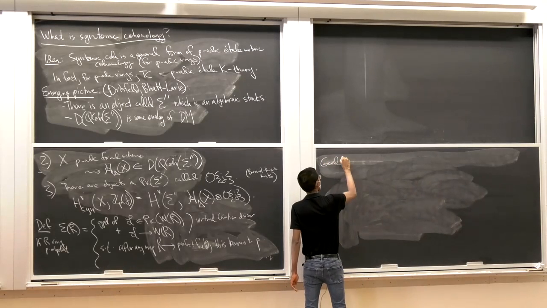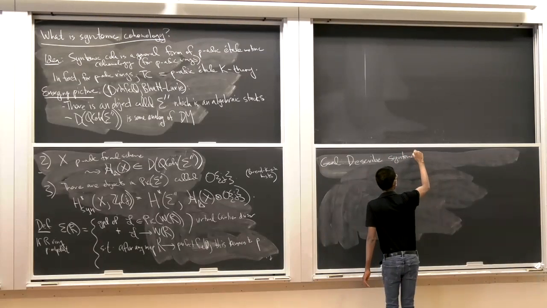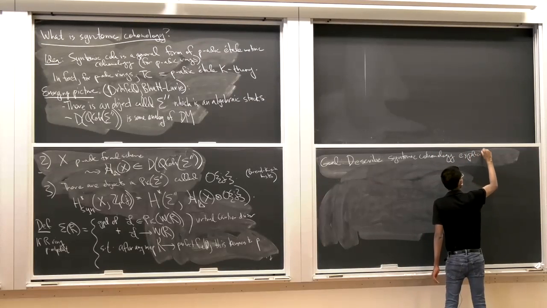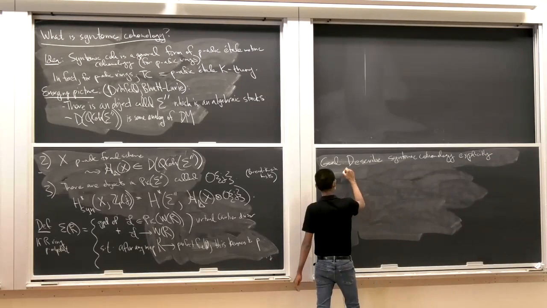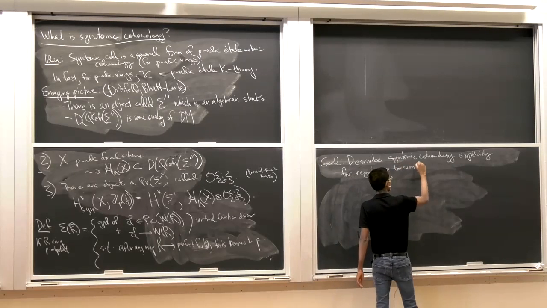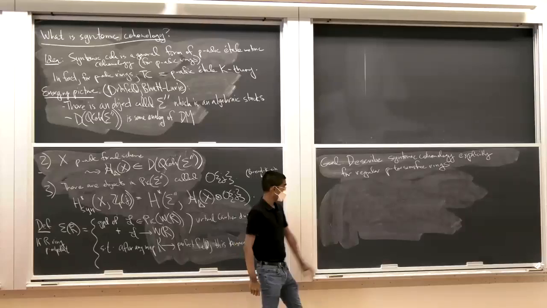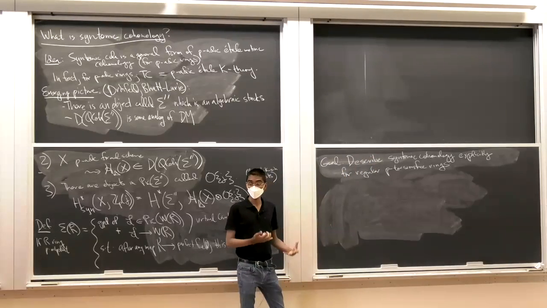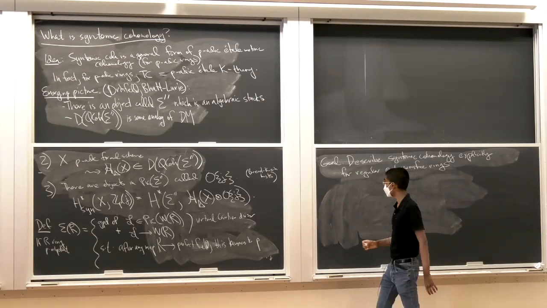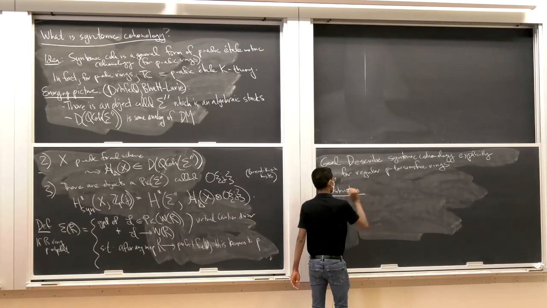So the goal is to describe the syntomic cohomology somewhat more explicitly for regular p-torsion-free rings. Okay, so to state the result, I need to use the following construction, which plays an important role in integral p-adic Hodge theory, which is this construction of a comparison map. So there's the following construction.